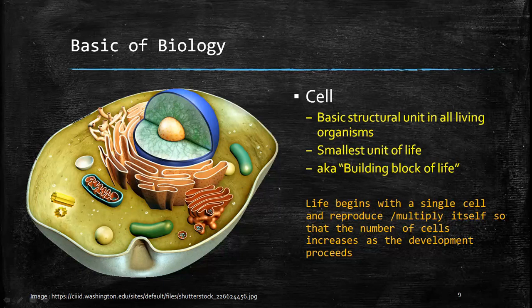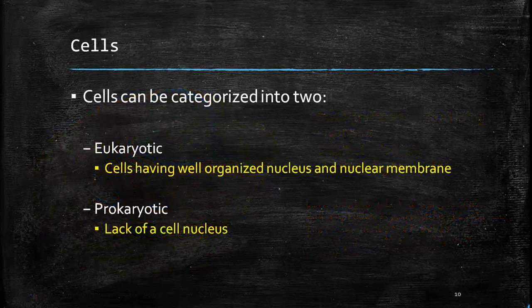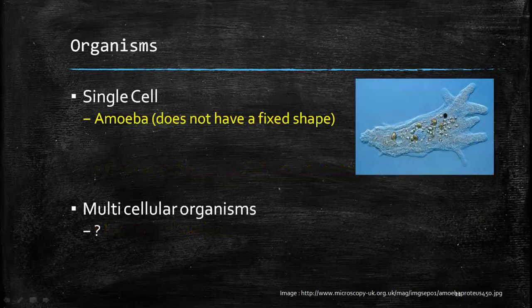Prokaryotic cells are usually single-celled and smaller than eukaryotic cells. Eukaryotic cells are usually found in multicellular organisms, but there are some single-celled eukaryotes. Can you name a single-cell organism? Also, can you name multicellular organisms? Take some time to find the answer to the above questions.